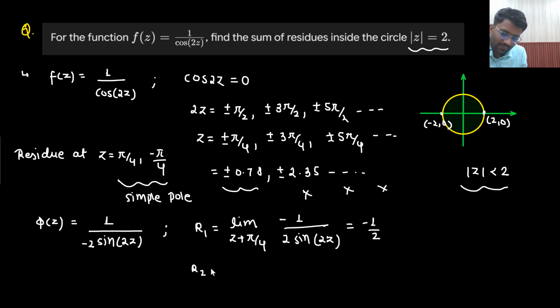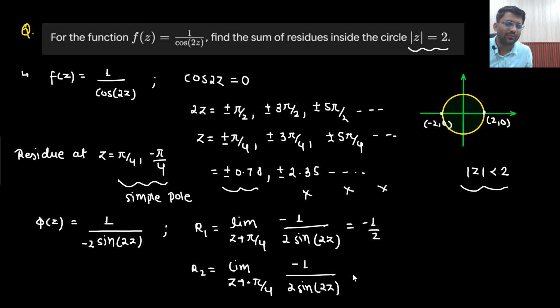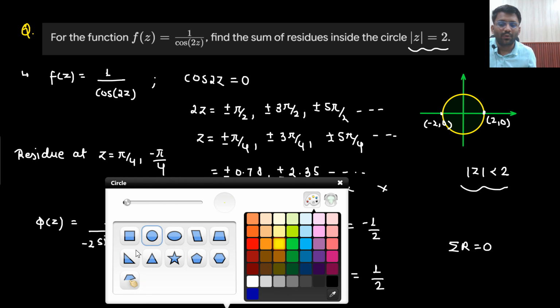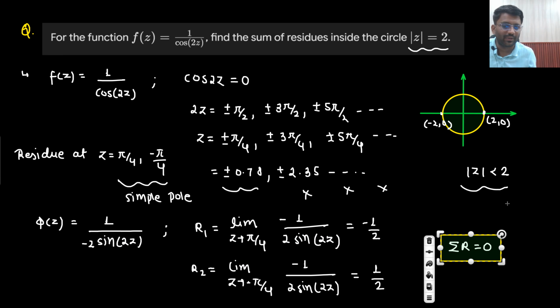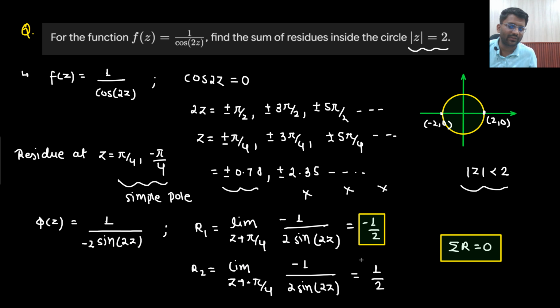What will be the value of R2? It would be limit z tending to minus pi by 4 of minus 1 by 2 sine 2z. So what you will be getting is sine of minus pi by 2, which is minus 1. So the answer would be 1 by 2. So these are the two residues we are getting, minus 1 by 2 and plus 1 by 2. What is the summation? The summation is 0. You should have been able to do this question on your own. The summation comes out to be 0, although we are getting minus 1 by 2 and plus 1 by 2.